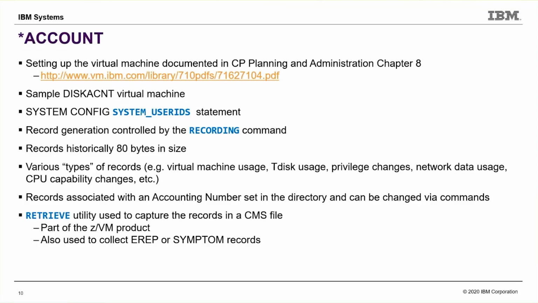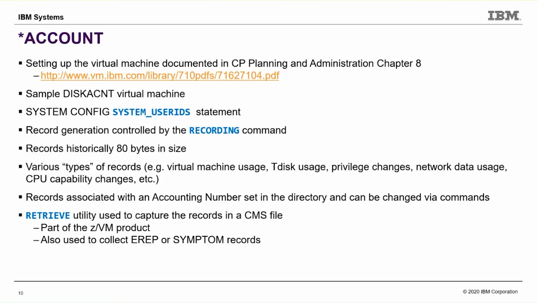Now, associated with these accounting records is something called an accounting number. So virtual machines can have an accounting number associated with them, or over time they can have different accounting numbers associated with them. So the idea in the past would be perhaps I had a virtual machine and maybe I was running some jobs for development. So I would change my accounting number to be a development accounting number so that all my CPU time associated with that accounting number would be tracked. And maybe I'm also doing some other things like customer debug or whatever.